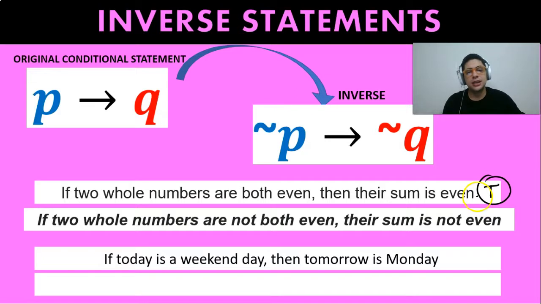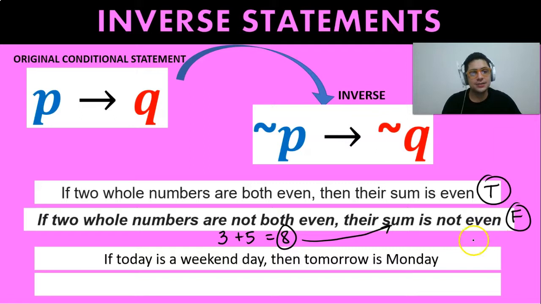Now let's take a look at the inverse. If two whole numbers are not both even, so the two numbers cannot be even, one or both, their sum is not even. But we can find a counterexample for that. So 3 and 5 are both not even, and when we add them we have 8, but their sum is even, and the conclusion said that it was not. Because we have found a counterexample, that means that this statement is false, okay? So that means that the conditional is true and the inverse is going to be false.